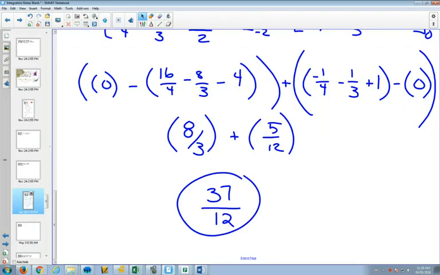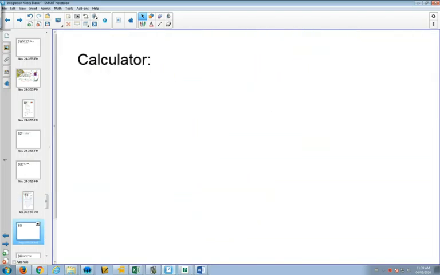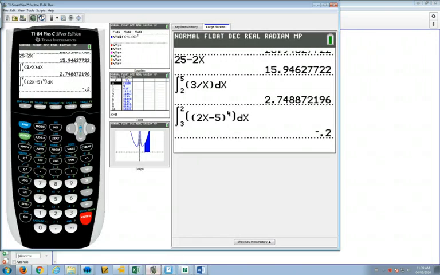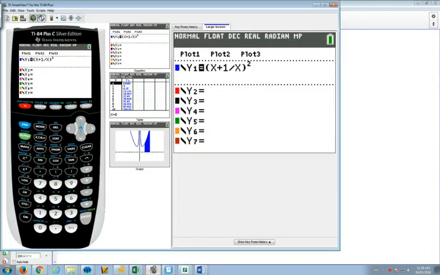So it really wasn't that bad to solve without our calculator, because it wasn't that bad to graph and see where they intersect, and the intersection points were quite nice. But now we're going to look at this same question, solving it with our calculator. And what can we do if we had our calculator? So first of all, what we're going to do is we are going to graph each of these functions.